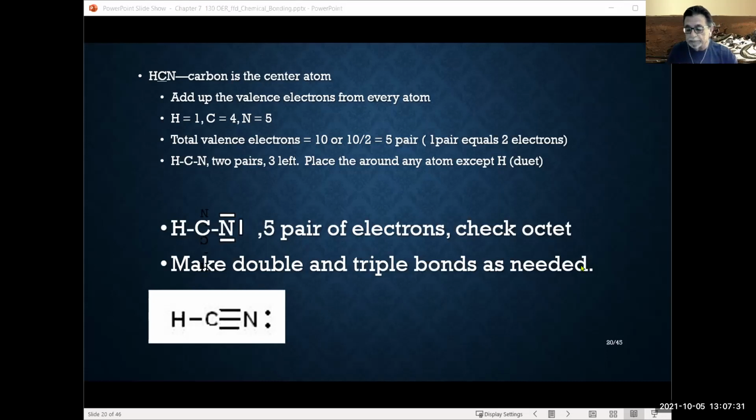And then from that information, once you know that, we are then able to identify the general formula.